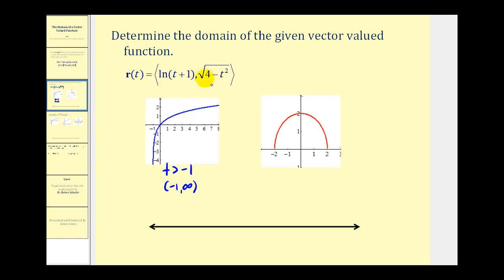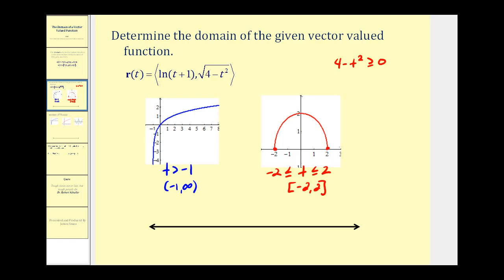And now for the square root of 4 minus t squared, we know the number underneath the square root must be greater than or equal to 0. So we could set this up and solve it as an inequality where 4 minus t squared must be greater than or equal to 0. But when t is equal to 2 or -2, we would have 0 greater than or equal to 0, which is true. So looking at the graph, these two endpoints would be included in the domain of this red graph. So the domain for this function would be where t is greater than or equal to -2 and less than or equal to 2, or in interval notation, the closed interval from -2 to 2.